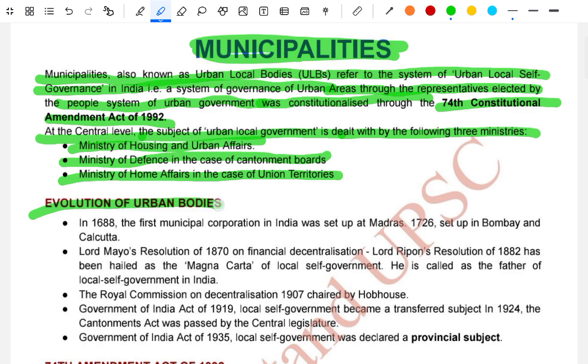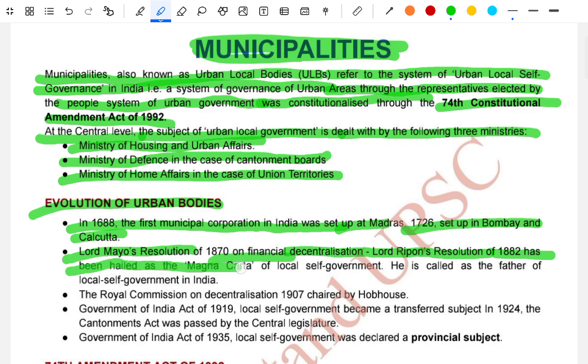Evolution of the urban bodies. In 1688, the first municipal corporation in India was set up at Madras. In 1726, corporations were set up at Bombay and Calcutta. The Lord Mayo resolution of 1870 was on financial decentralization. Lord Ripon's Resolution of 1882 has been held as the Magna Carta of local self-government. He is called the father of local self-government in India.